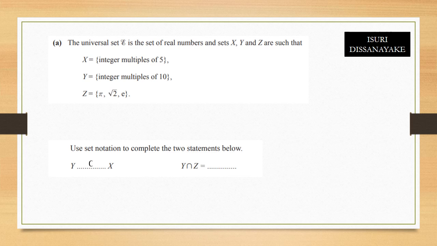What can you say about Y and Z? You can see there are no multiples of 10s inside Z because the three elements of Z are clearly defined. So it is a null set. Z intersect Y is a null set.